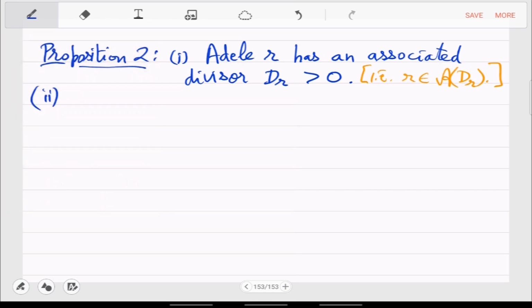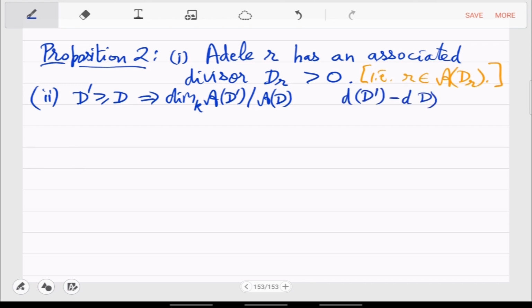For divisors d prime greater than or equal to d, again we will look at AD prime mod AD, which is a vector space, and the dimension of it over the small k field. So we showed an upper bound for LD prime mod LD, right? What was the upper bound? Degree difference. So the amazing thing is that now with Adele this will be an equality. Okay, so you can already see the signs of where we are headed. Since this has become an equality, the losses which we were incurring in Riemann's theorem, we will be able to analyze that, because this equality will give you other equalities.